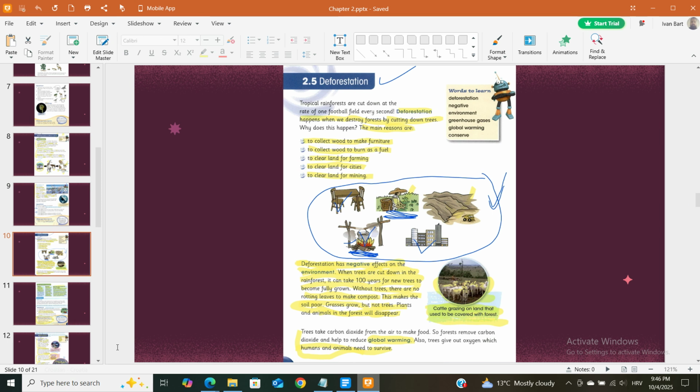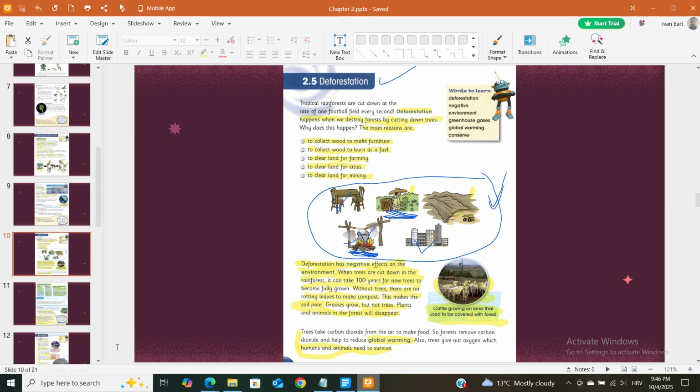Words to learn: deforestation, negative, environment, greenhouse gases, global warming, conserve. Deforestation has negative effects on the environment. When trees are cut down in the rainforest, it can take 100 years for new trees to become fully grown. Without trees, there are no rotting leaves to make compost.